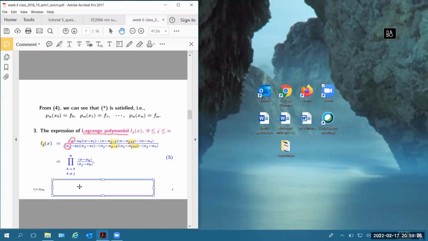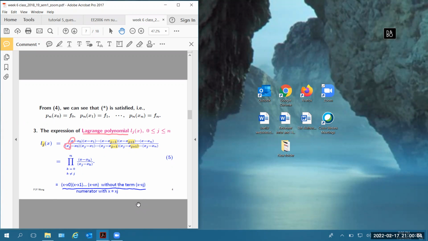There's a box here. This is actually my own interpretation. How I interpret this is like that. The numerator is x minus x0 until x minus xn without the term x minus xj. You can see that there's no x minus xj. And the denominator is actually the numerator with x substituted by xj. So that's it.